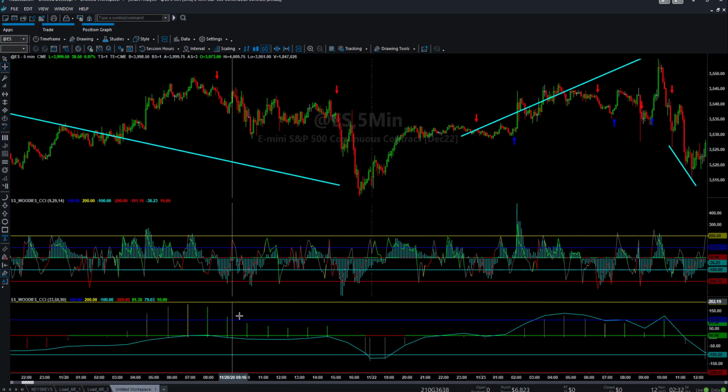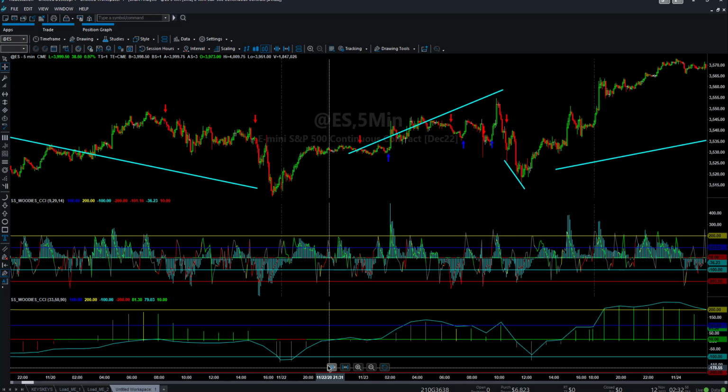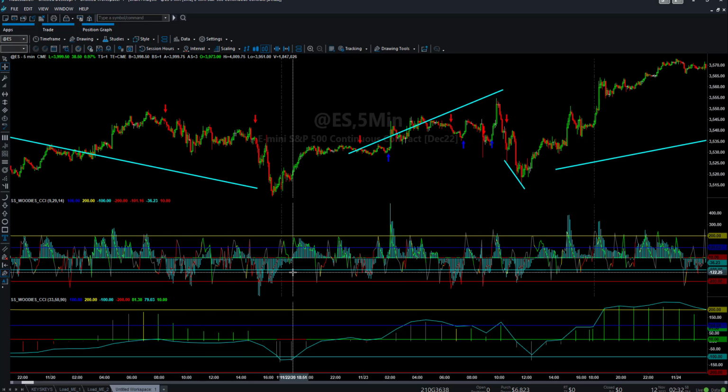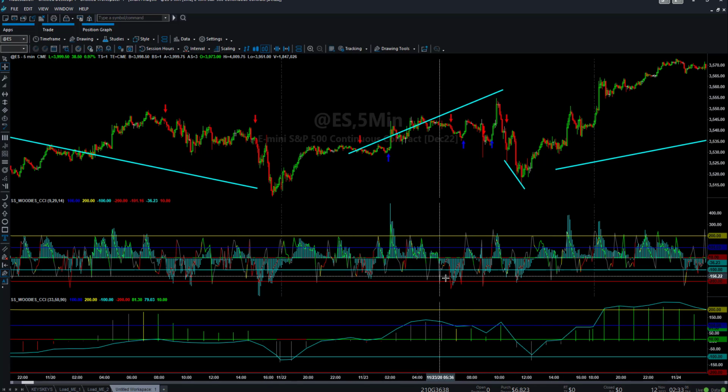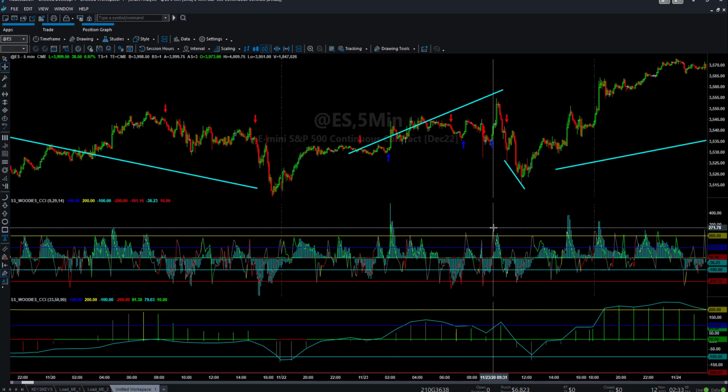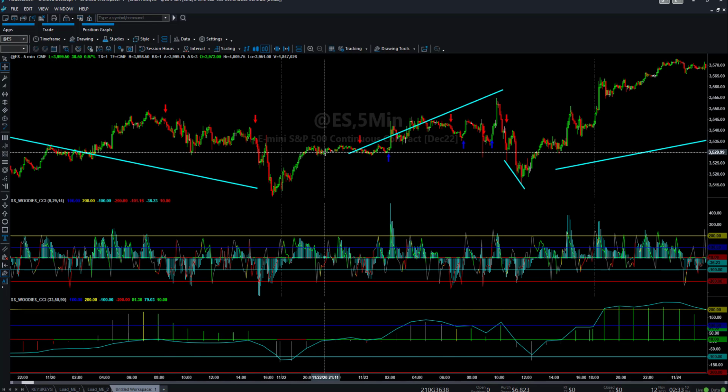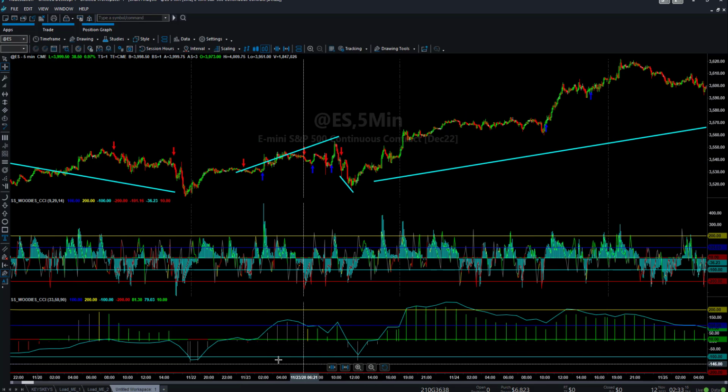So in that approach, now this is just acting as a pullback. Either you treat this as a pullback entry in the higher time frame trend, or you do divergence, or you use double momentum, as we just discussed. Now, what if you want to do pullback?